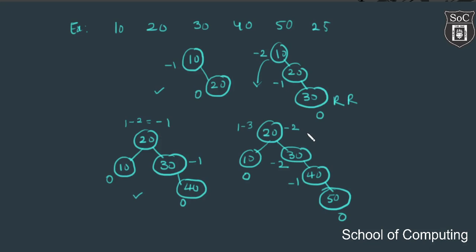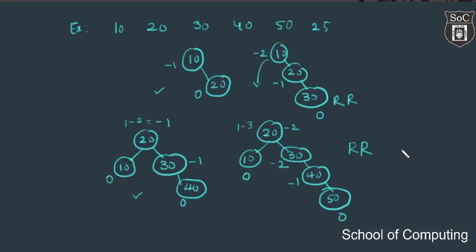So how do I solve this problem? First of all, let me identify what type of problem it is. Problem occurred on the right side of the tree, and problem occurred because of 50, which is a right child. So it is basically an RR problem. Now when there is an RR problem, what we will do? We will do a left rotation.